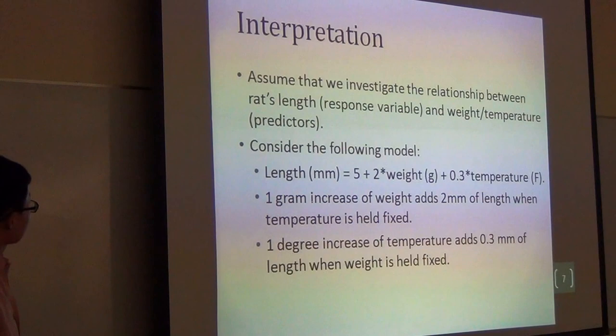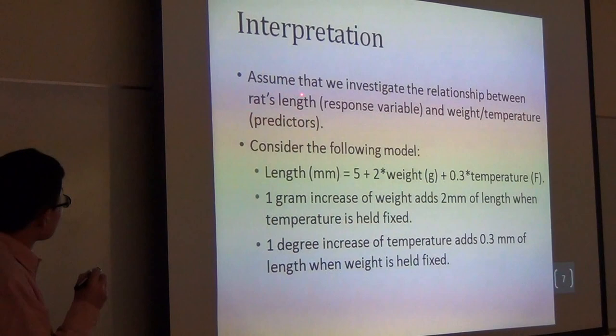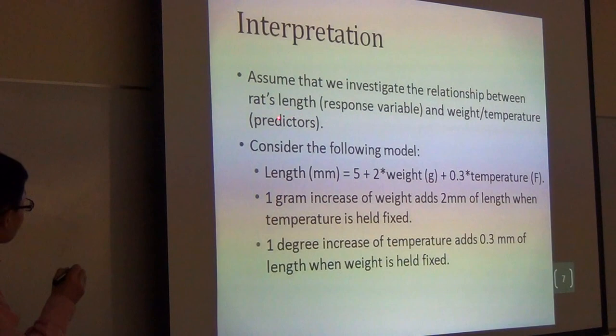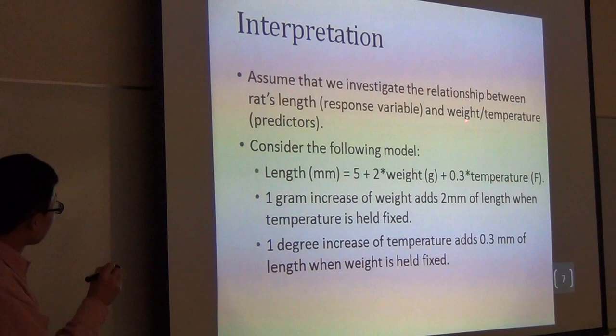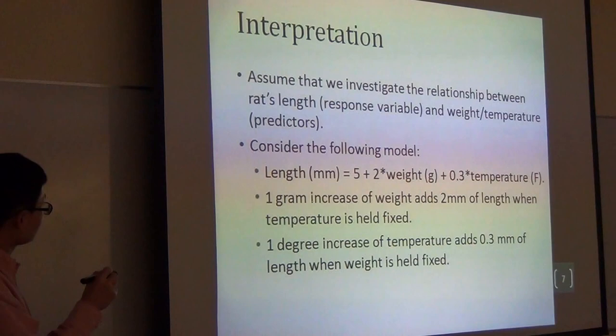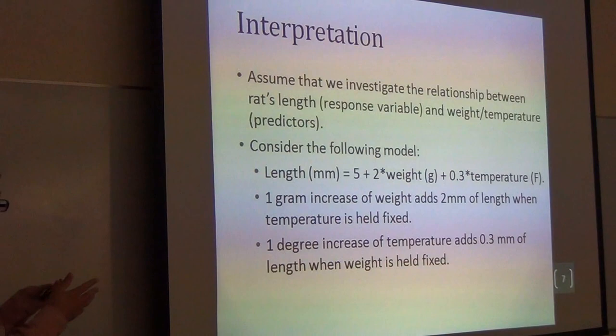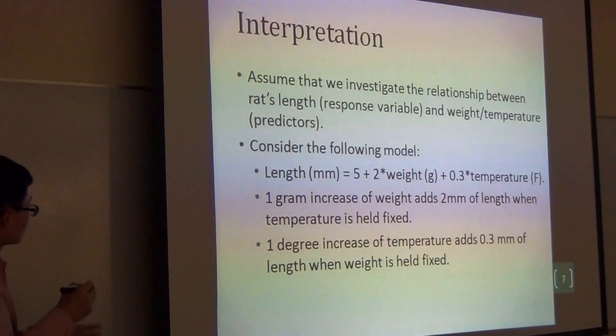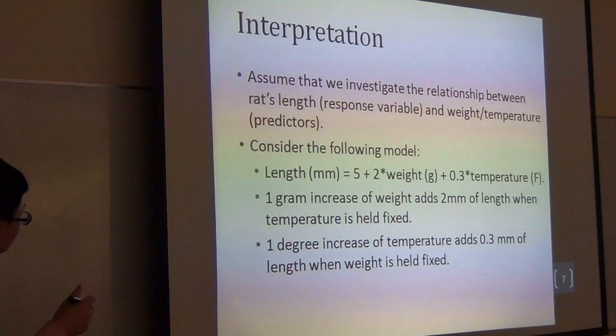Let's look at a simple example. Suppose that we investigate the relationship between breath length, which is our response variable y, and two predictors, weight and temperature. We consider the following model: breath length equals an intercept, which we estimate as 5, plus 2 times weight, where the unit is gram, plus 0.3 times temperature, where the unit of temperature is Fahrenheit.